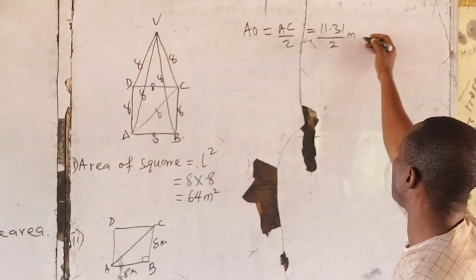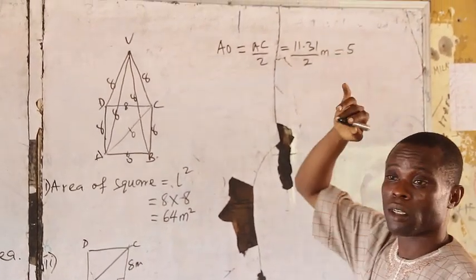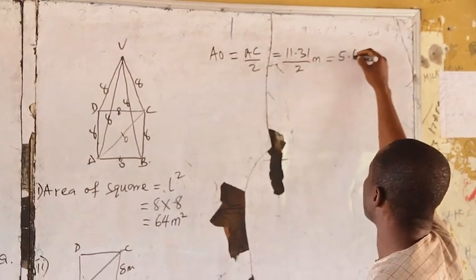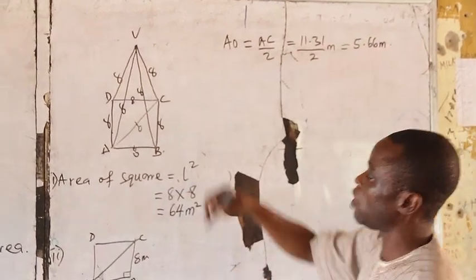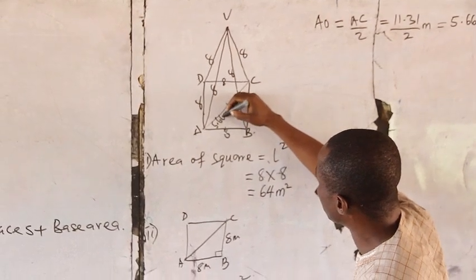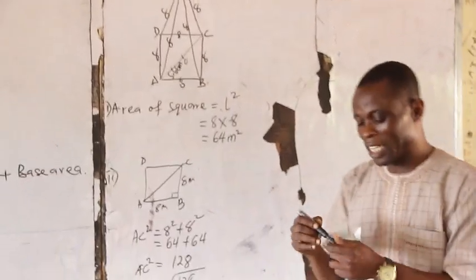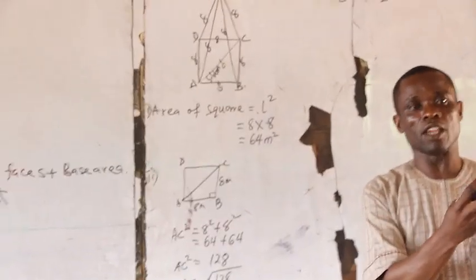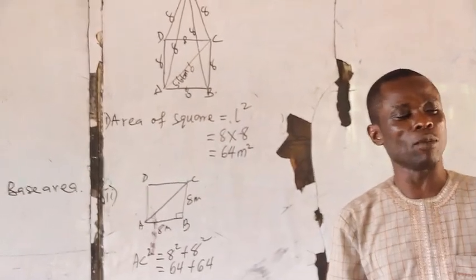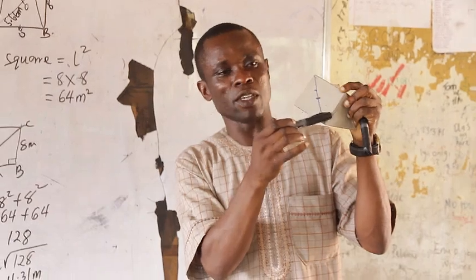And when you divide this 11.31 by 2, what do we have? 5.66 meter. 5.66 meter is AO. Look at this. 5.66 meter. That is not the height of the pyramid, because this 5.66 is of a different thing. Please look at the model here that I'm holding. From here to here is 5.66.